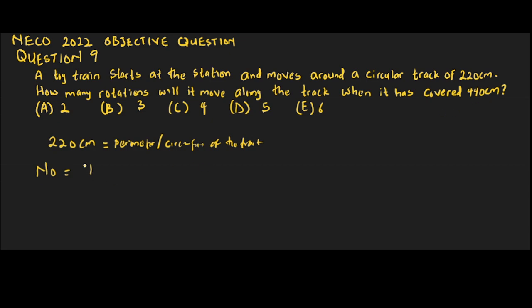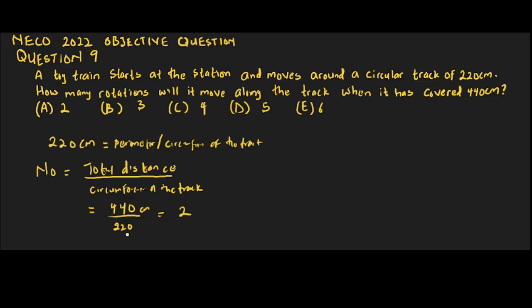That means the total distance over the circumference of the track, which is, total distance covered is 440 centimeters over the circumference of the track, that is 220. By the time we divide that, we are going to have 2.